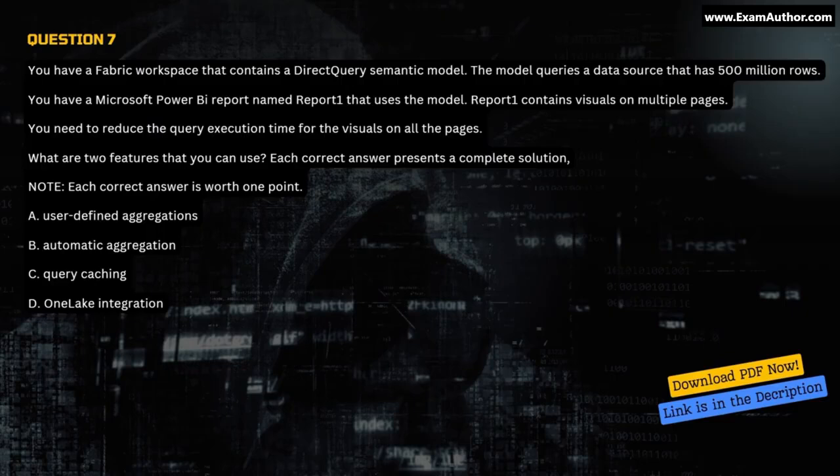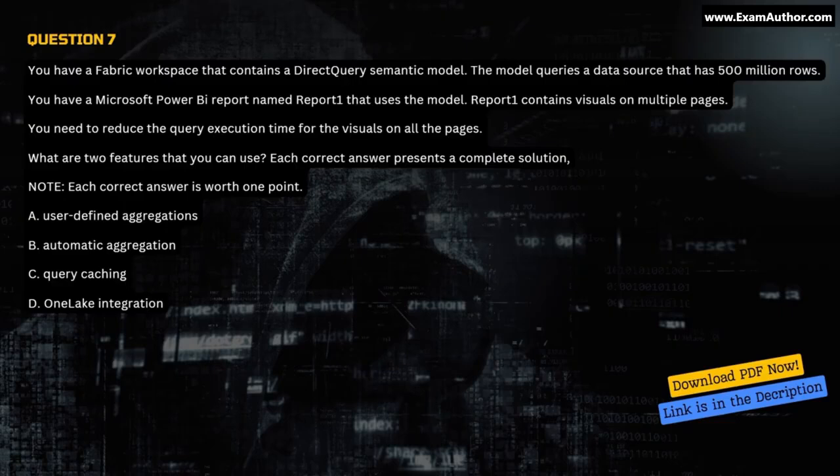Question 7. You have a Fabric workspace that contains a DirectQuery semantic model. The model queries a data source that has 500 million rows. You have a Microsoft Power BI report named Report1 that uses the model. Report1 contains visuals on multiple pages. You need to reduce the query execution time for the visuals on all the pages. What are two features that you can use? Each correct answer presents a complete solution.